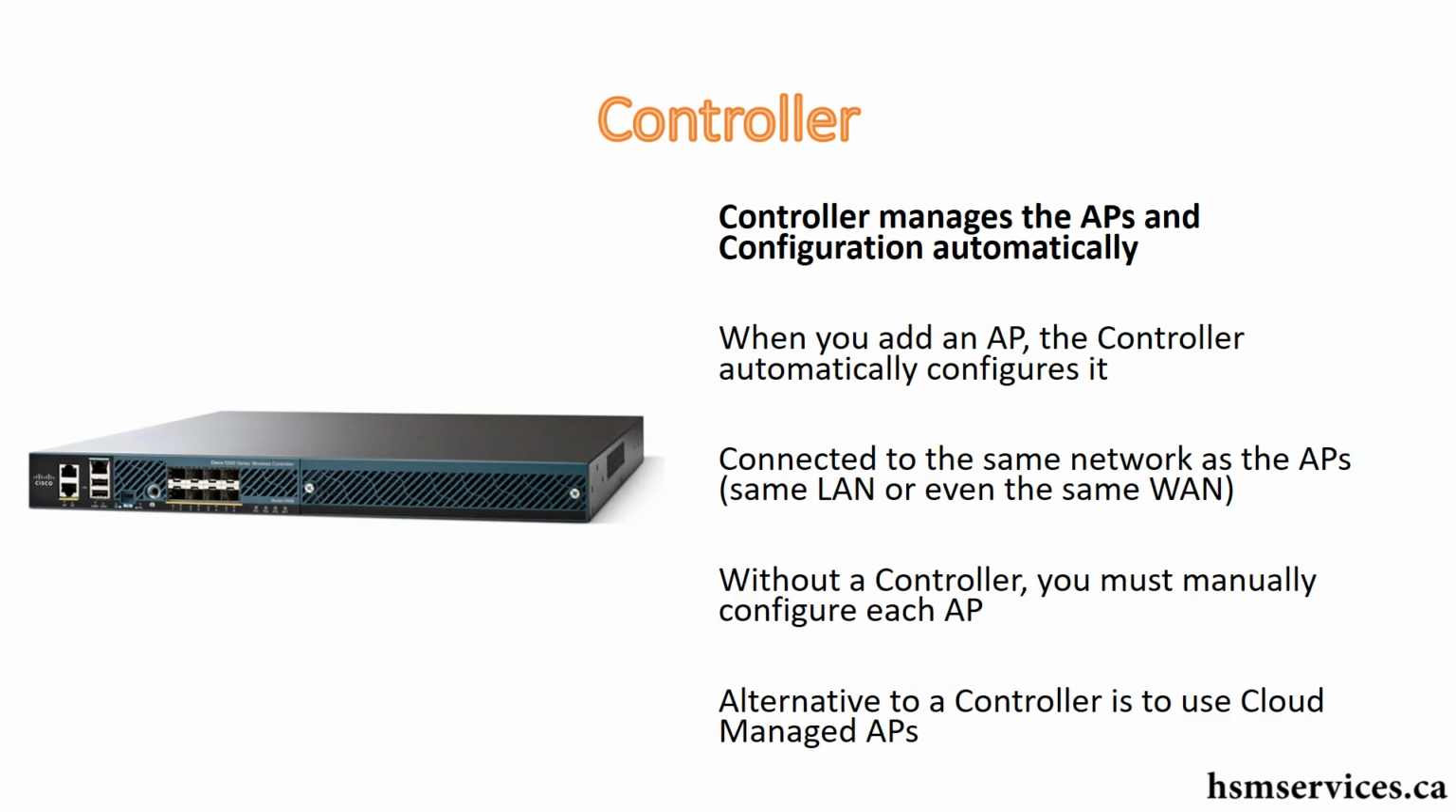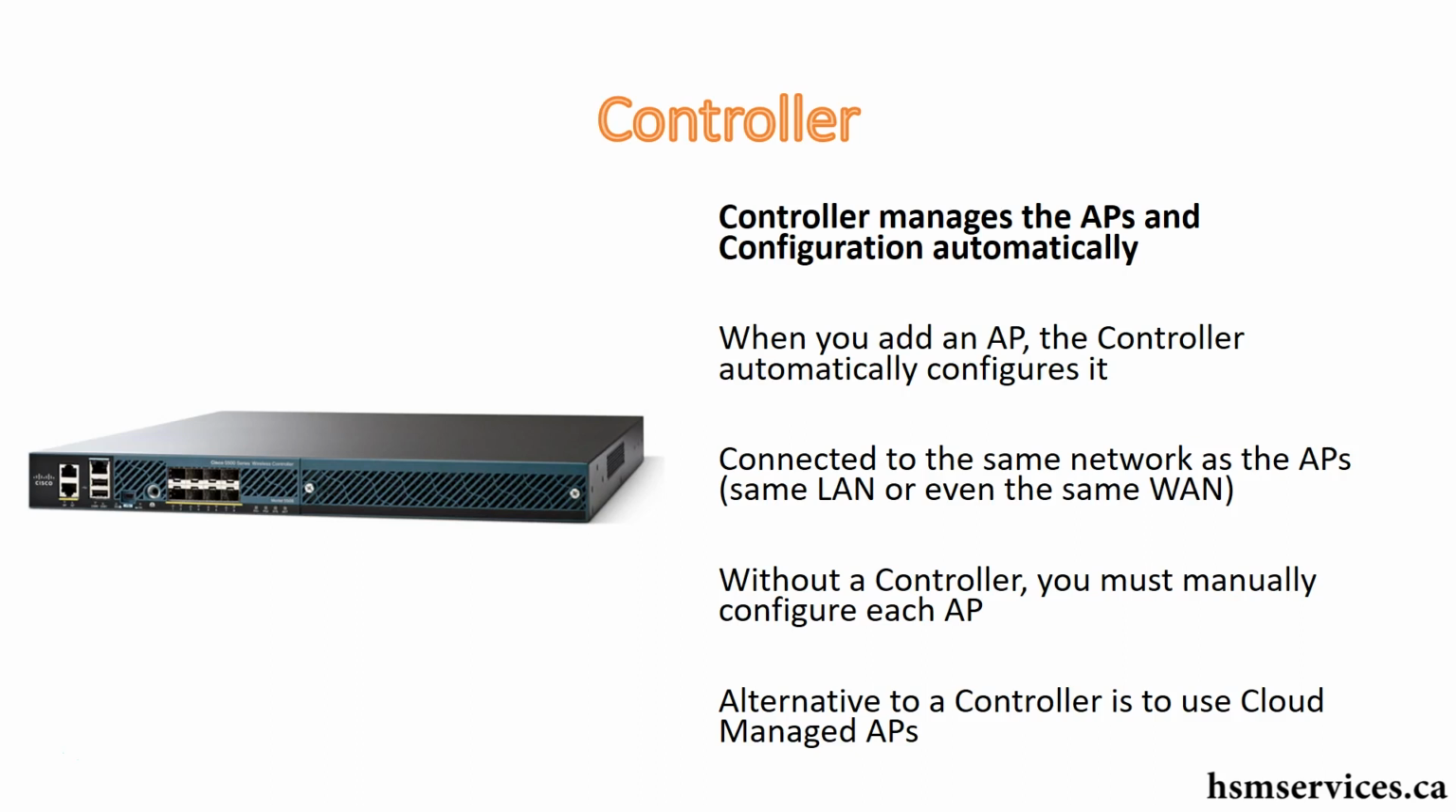It's basically a 1U box that sits in a rack, and when you plug an AP onto the network, the controller automatically detects the AP and configures it based on policies that you write on the controller. Now, the controller needs to be on the same network as the access points, but you don't have to plug an access point directly into the controller, as long as it's on the same LAN or even the same WAN. And without a controller, you have to manually configure each AP, which is not fun.